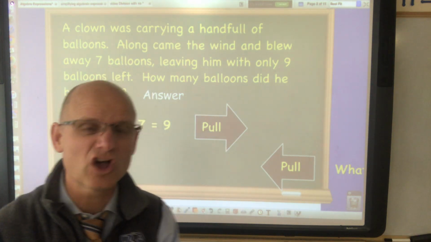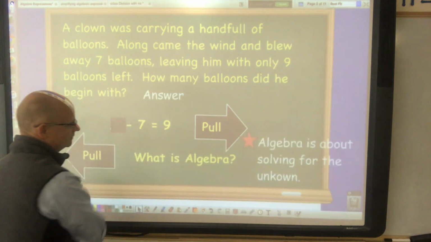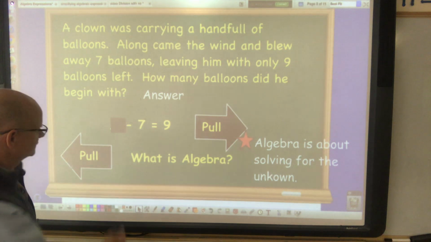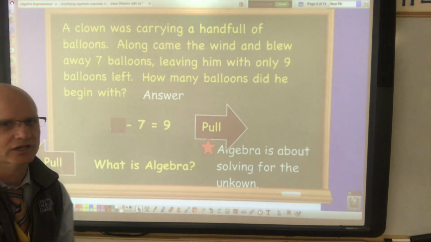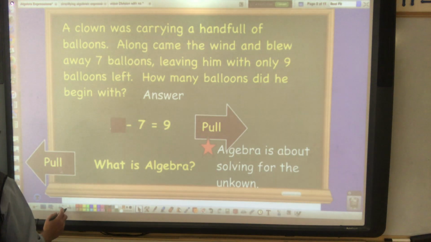You've been doing those kinds of problems since first grade. You've been solving for the unknown. So that's all algebra is, just solving for the unknown. Algebra is about solving for the unknown. Write that down. Okay, moving on.